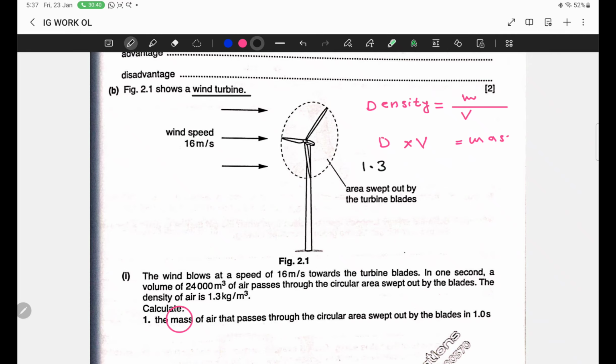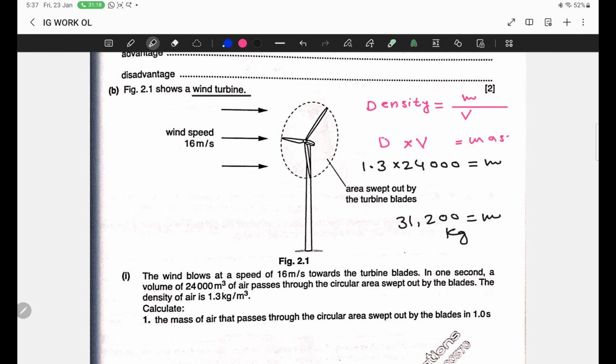1.3. Rafe, will you use the calculator? Density is 1.3 and volume is 24,000. And if you multiply these two numbers, then what is the mass of the air, Rafi? 31,200. This is the mass of air which is passing through the circular area of blade. Okay, so this is the mass of air.